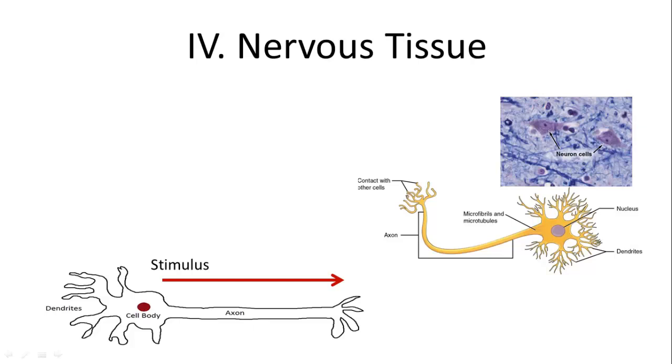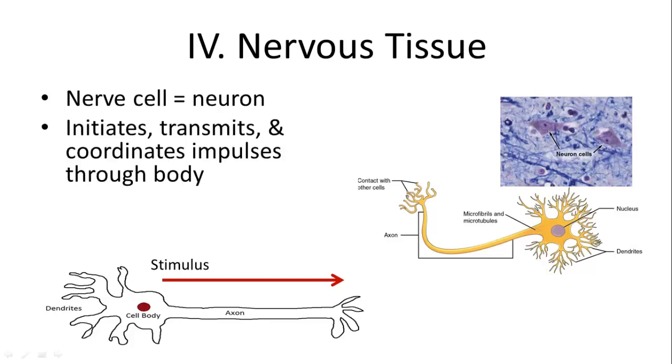All right, the last type of tissue is nervous tissue, and we will talk about the nervous system later on in the course in A&P 1, so we'll get a lot more into detail with this. A nerve cell is a neuron, initiates, transmits, and coordinates impulses through the body. So the stimulus generally goes from the dendrites or the receiving end down the axon, which is the end where it's sending the signal onto the next neuron, or maybe to some other effector cell.